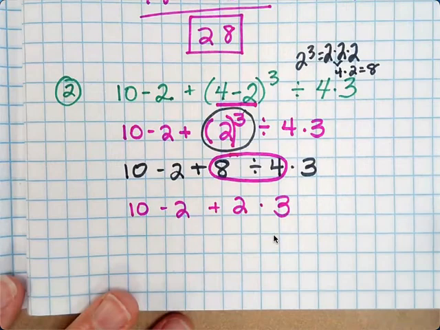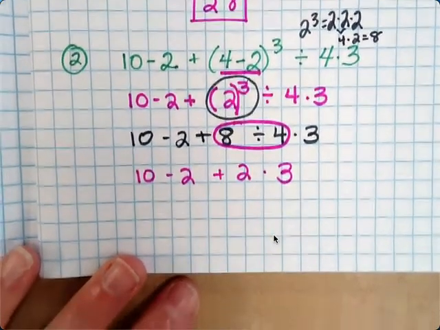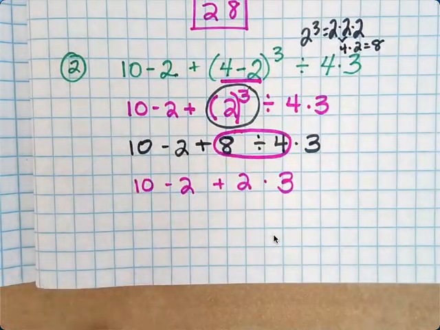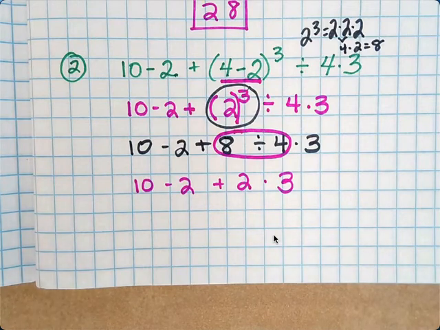Okay, the next one. So multiply and divide from left to right. So now we need to multiply and divide from left to right again.